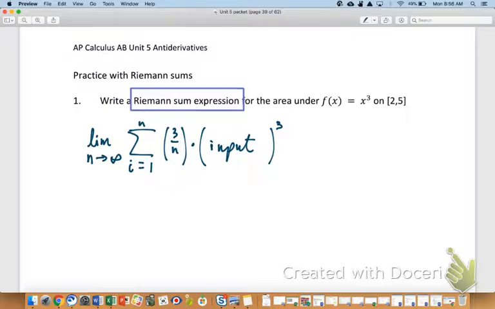And the input is probably the toughest of the things to deal with. So here's how we deal with the input. On my interval, what is the lowest possible input? 2. Don't we start from 2 and go to 5? My lowest possible input is 2. Now, on the example we did earlier, wasn't the lowest possible input 0? Because we started right there at the origin. So right now we didn't start at the origin, we started at 2. So the lowest possible input was 2.